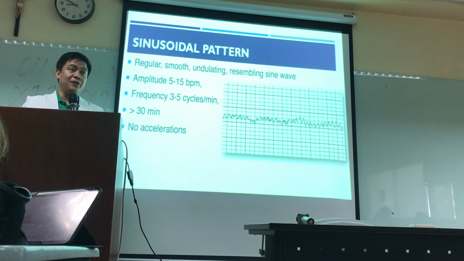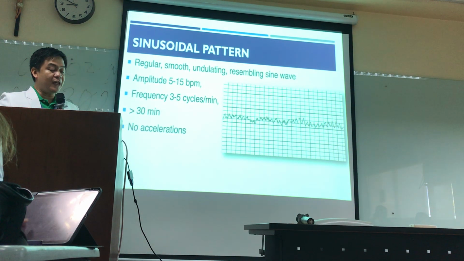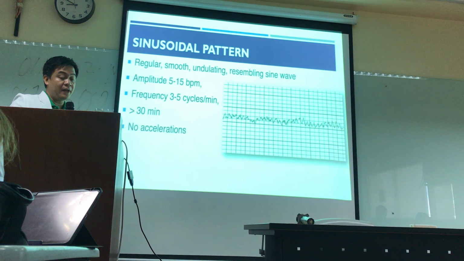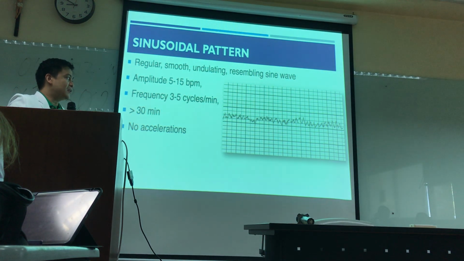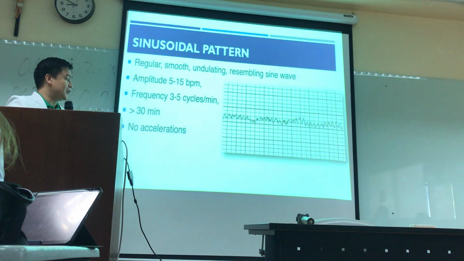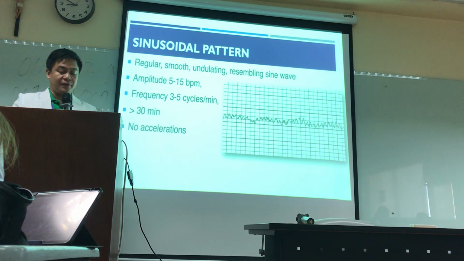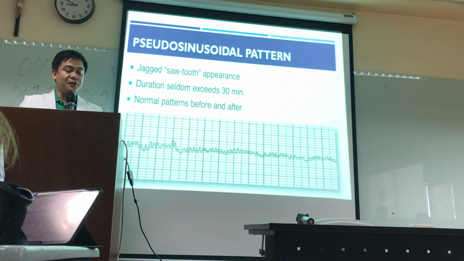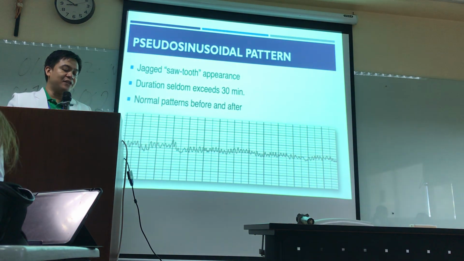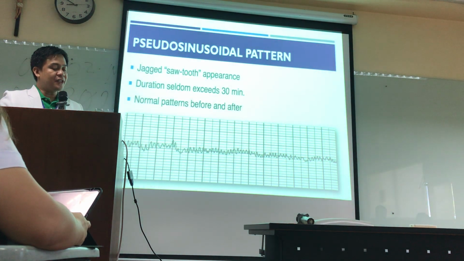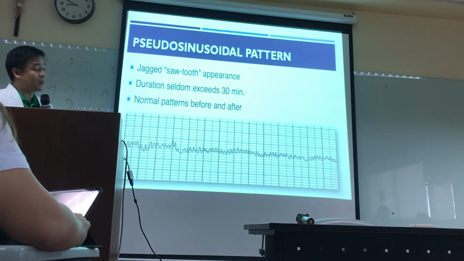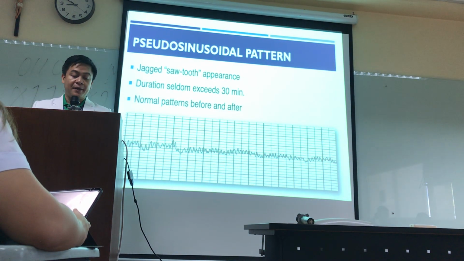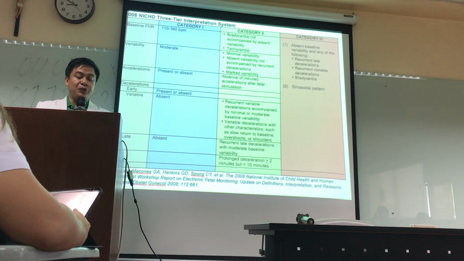And then you also have your sinusoidal pattern. Di ba, na-discuss na natin yun. No? So pwede din magkaroon ng sinusoidal pattern. Again, it's regular, smooth, undulating, resembling a sine wave. No? The amplitude is usually 5 to 15 beats per minute. The frequency is 3 to 5 cycles per minute, lasting for 30 minutes with no accelerations. And then your pre-sinusoidal pattern, you have your jagged tooth appearance. Duration seldom exceeds 30 minutes. Normal patterns before and after the pre-sinusoidal pattern. Okay?